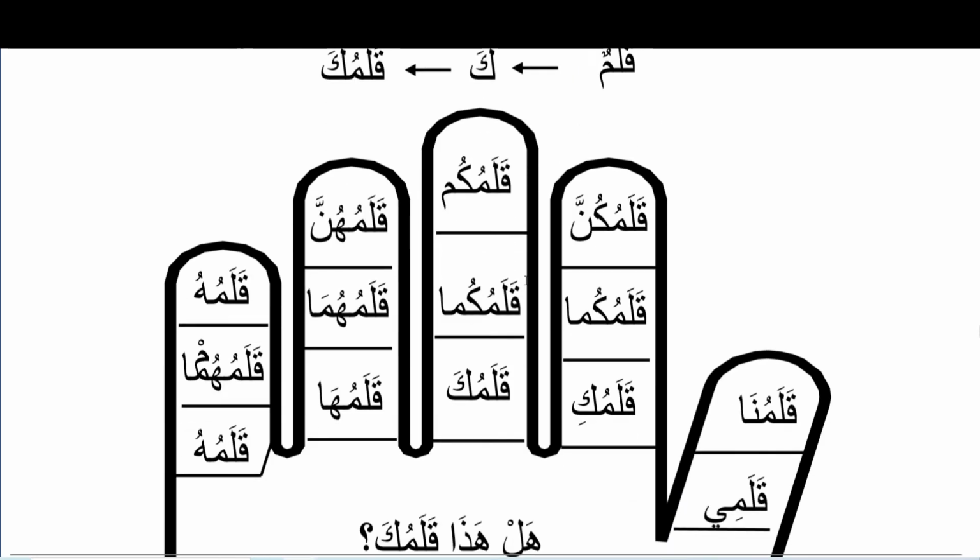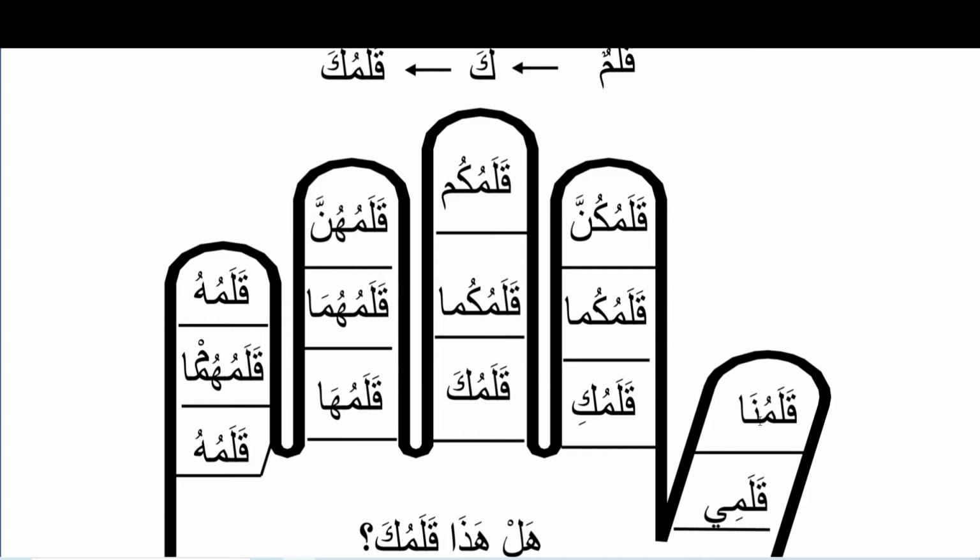Okay, and this is an example from last lesson. Qalami, my pen; qalamuna, our pen; qalamuki, your pen, which is female, second person, you in front of us. Then qalamukuma, qalamukunna, qalamuka, qalamukum. Then we have qalamuha, her pen, and qalamuhuma, both of their pen, and qalamuhunna, their pen in plural form.